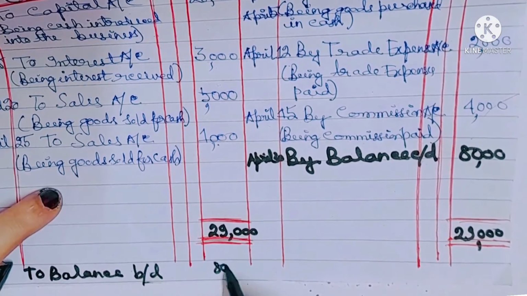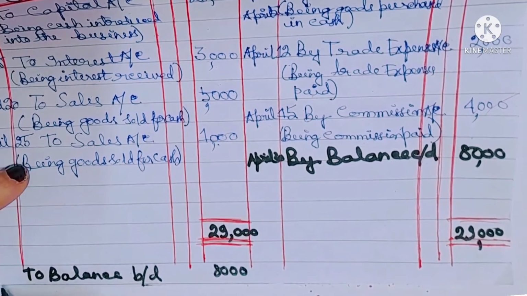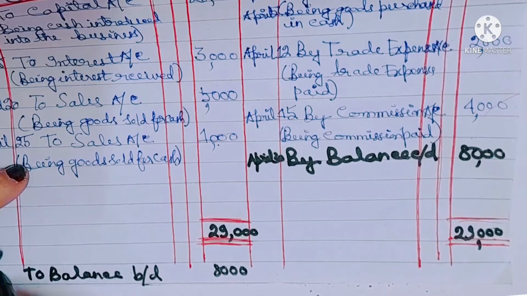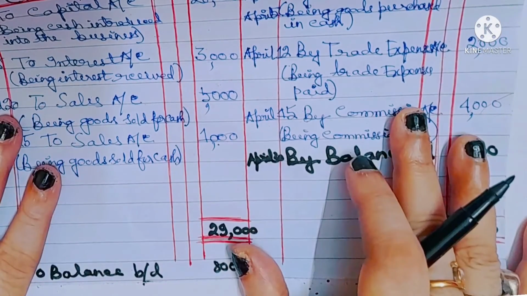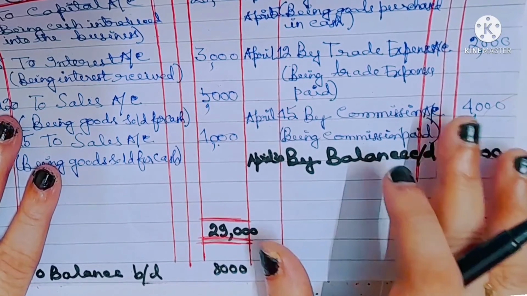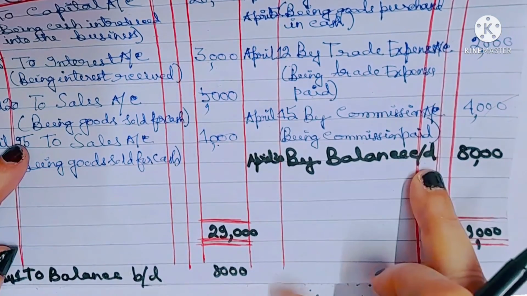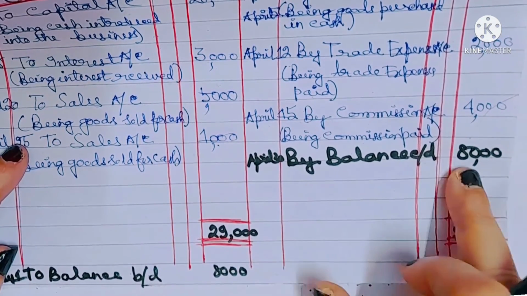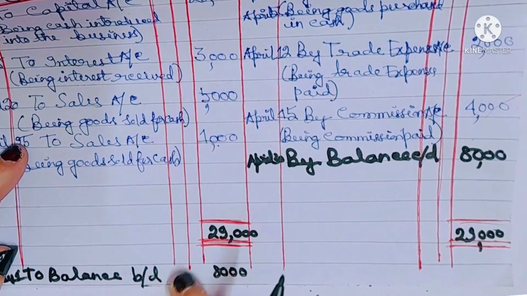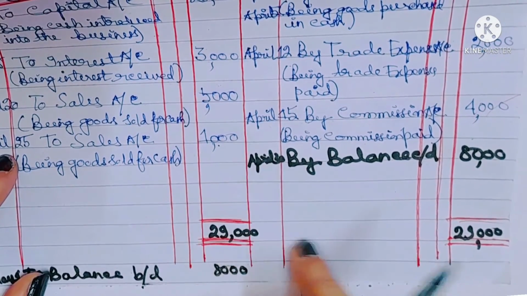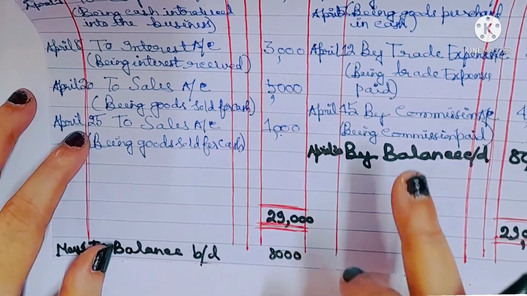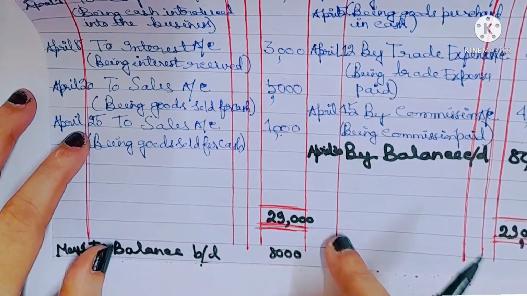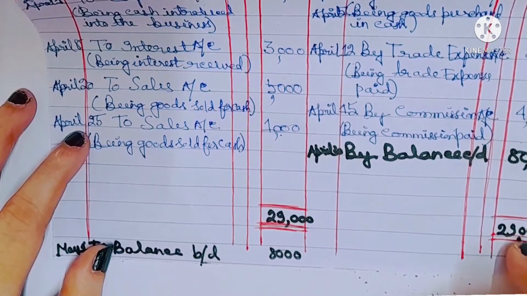8,000. Okay. The date will be the very next day, 1st May, because the business has not shut down. The business will still continue. That is the reason the closing cash will become the opening cash. Okay, cash book has been balanced. Both sides are equal. The total of debit column is 29,000 and the total of credit column is also 29,000.